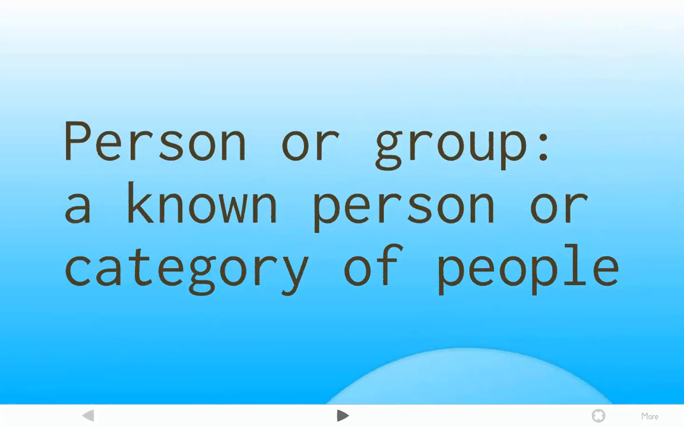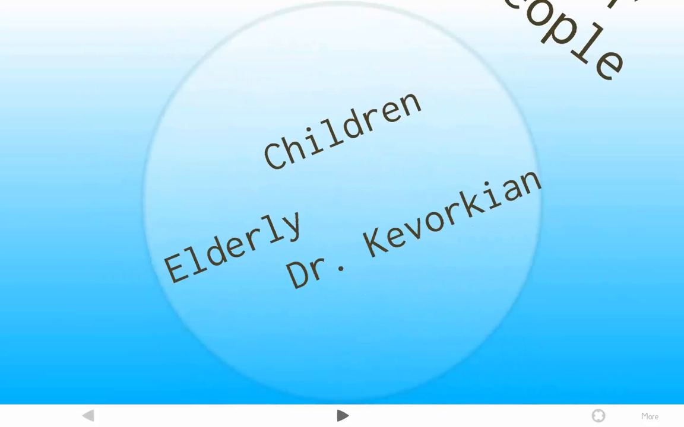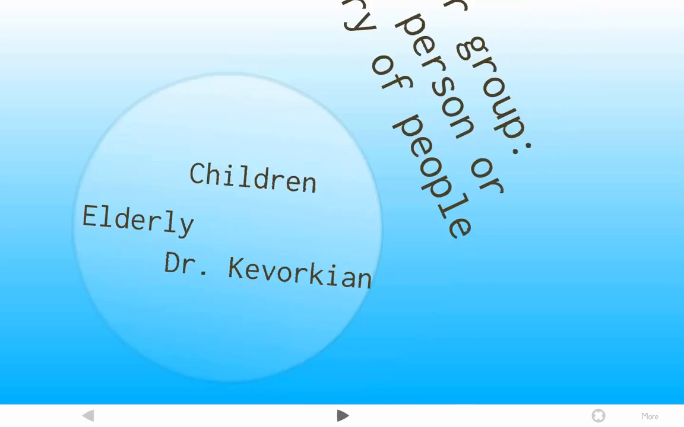Person or group. A known person or category of people. So that could be something like children, the elderly, teenagers, a person. Dr. Kevorkian, if you were doing something about assisted suicide, he would be a person to look into and who was instrumental in that, so that might be a good search keyword or thing to know about. It's important to know if there's somebody who was really vital to your topic.